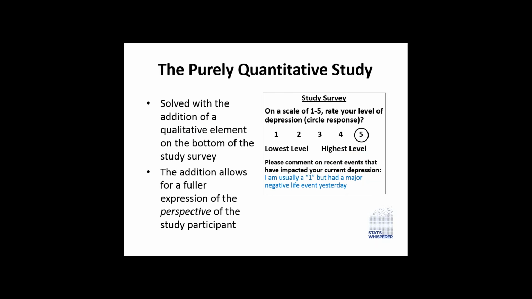Then we could see when we do analysis, we might choose to leave this person out because we could see their score doesn't represent chronic depression, which we want to see. But if there's nowhere to make a comment, we don't know, right? So this small qualitative insertion allows for a fuller expression of the perspective of the study participant.